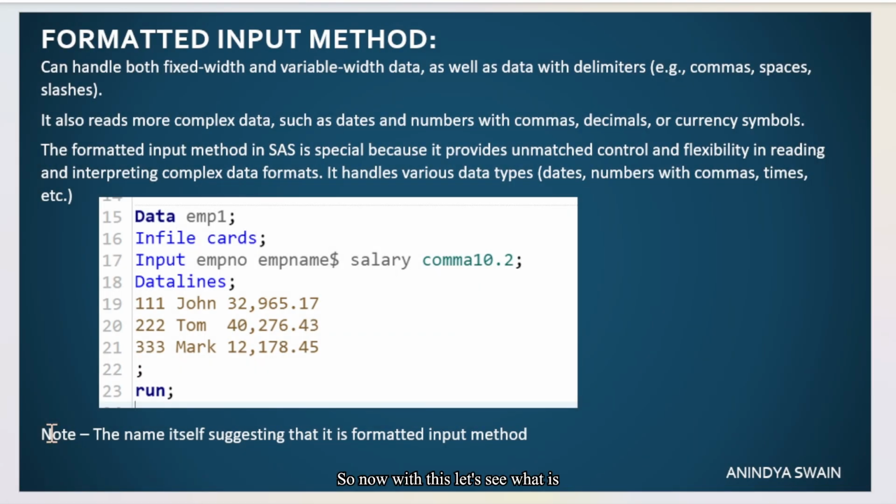So now with this, let's see what is formatted input method. This method helps to read more complex data such as dates and numbers which have a pattern of comma, decimal and currency symbol in it. And the name itself suggests that it is a formatted input method. So what we are instructing SAS in this case is that the raw data is available with commas, so please read the data in the comma format. Now let's quickly see an example of how this method works.